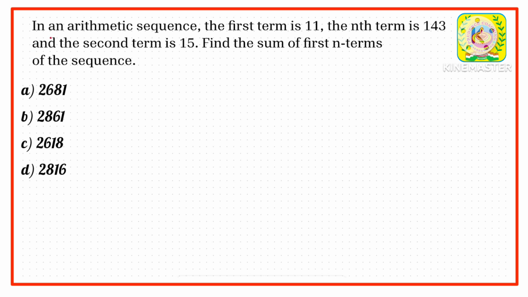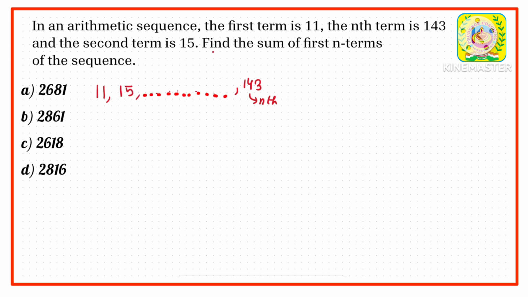Here it is given in an arithmetic sequence, that means in an AP series, the first term is 11. So according to the question the first term of the AP series is 11 and the nth term is 143. So this is the first term. Like this it will go on, and somewhere you will get the nth term, that is 143. So this is the nth term. Next, it is given the second term is 15. So this one is the first term, the second term is 15, and like this the series will go on.